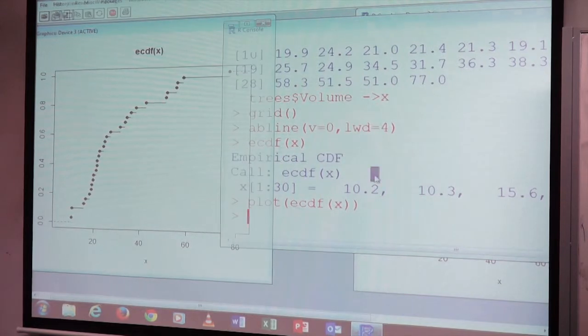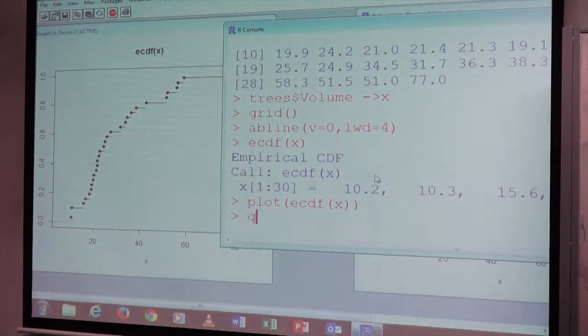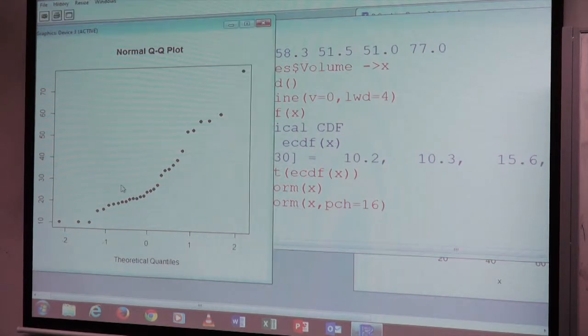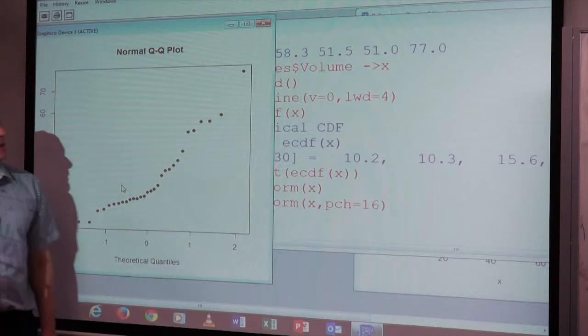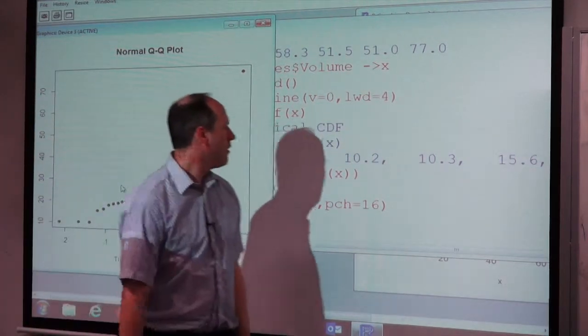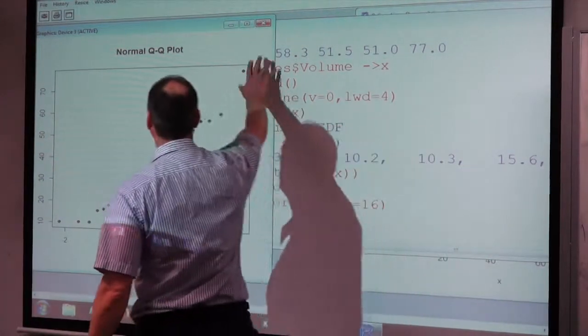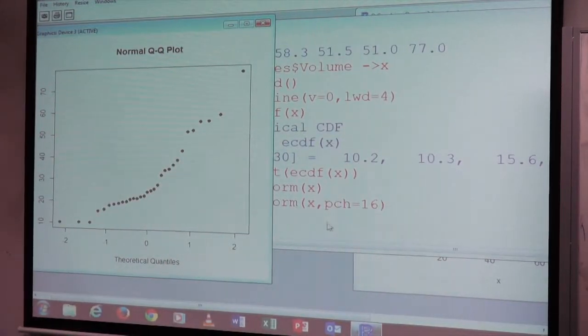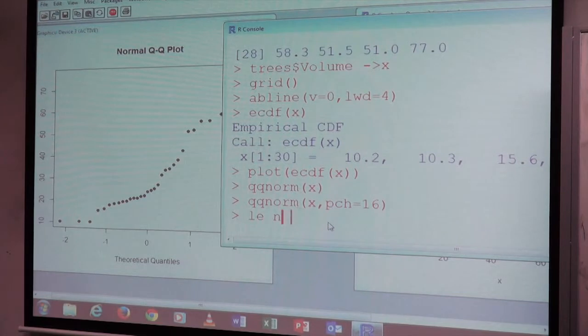There's my trees data set. Just make it more visible. Is that straight or not? Remember, it's not exactly straight. Looks a bit wibbly wobbly to me. Let's have a look at how straight real data is.